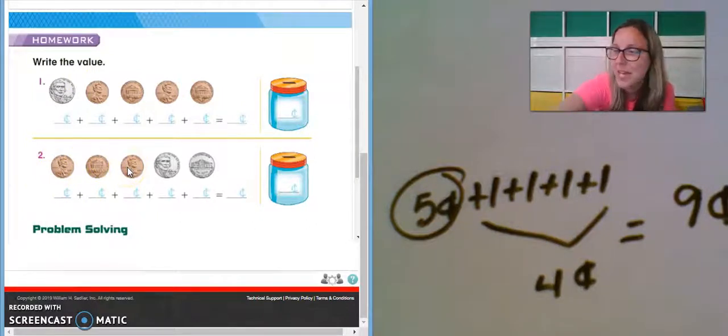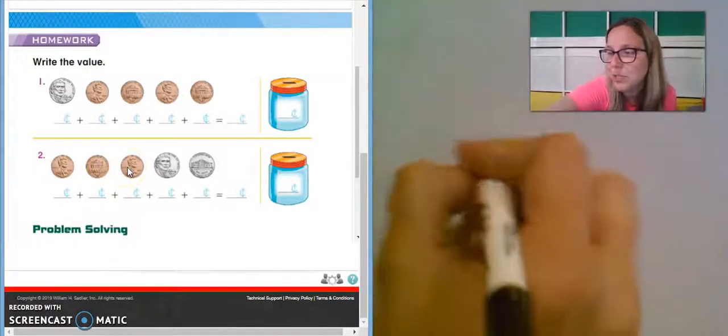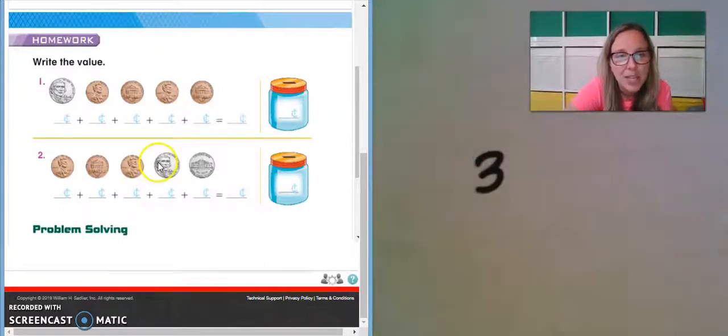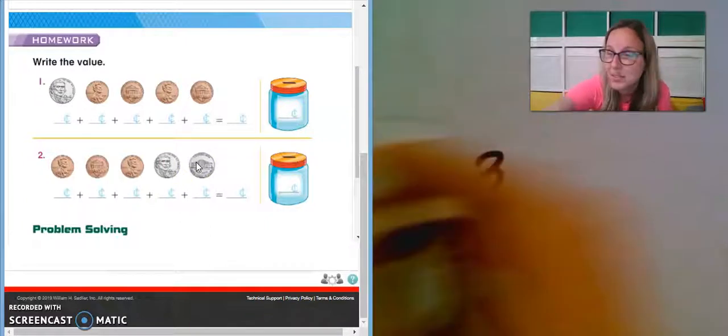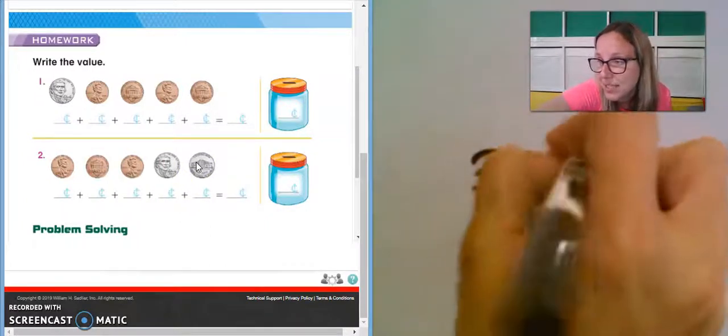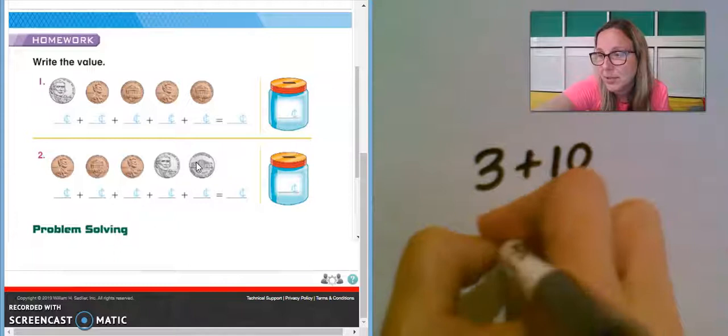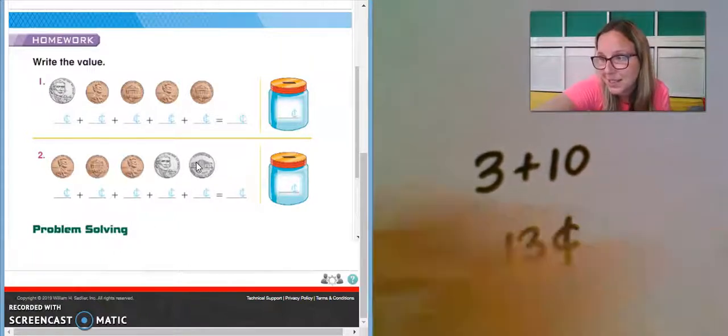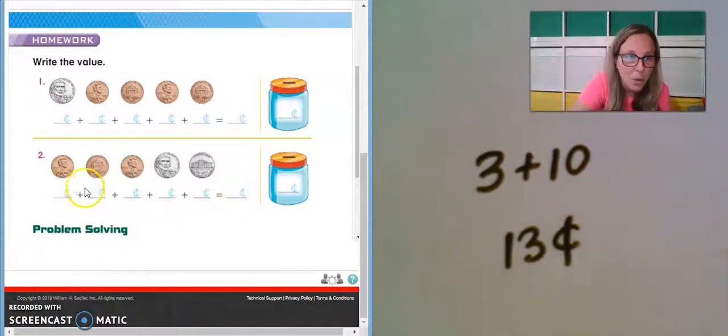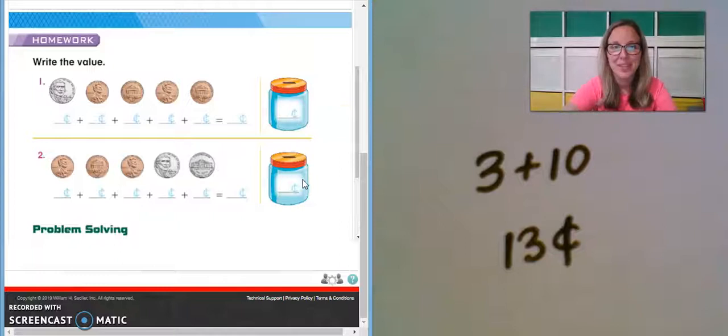Okay, down here at the bottom we have 1, 2, 3 pennies. So we know that 1, 2, 3 pennies equals 3 cents. And then we have 5, 10, because 2 nickels equals 10. So we're looking at 3 cents plus 10 cents equals 13 cents. So right here you would put 1, 1, 1, 5, 5, 13, and 13 in the jar.